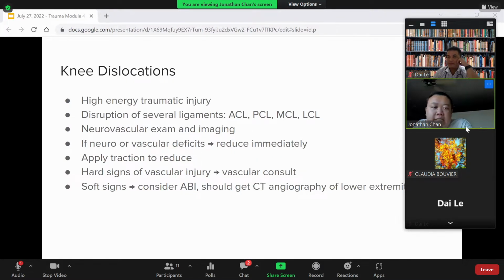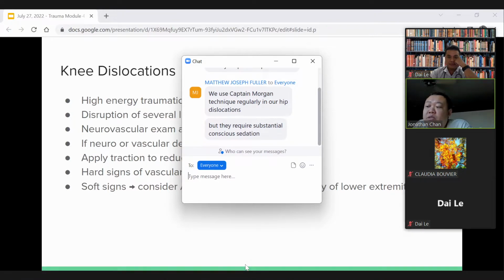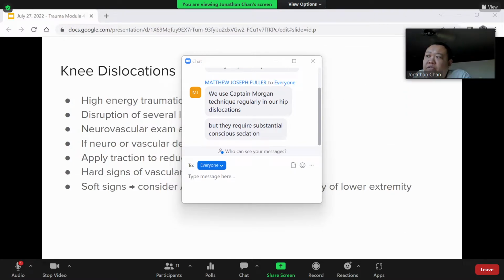In order to get a dislocated knee, you really need to have disruption of several of the ligaments, right? There's the anterior cruciate ligament, the posterior cruciate ligament, and the medial and the lateral collateral ligaments that hold the knee in place. And in order for it to become dislocated like that, you probably have to tear at least 3 of the 4, if not 4 of the 4 ligaments there to really get a dislocation.